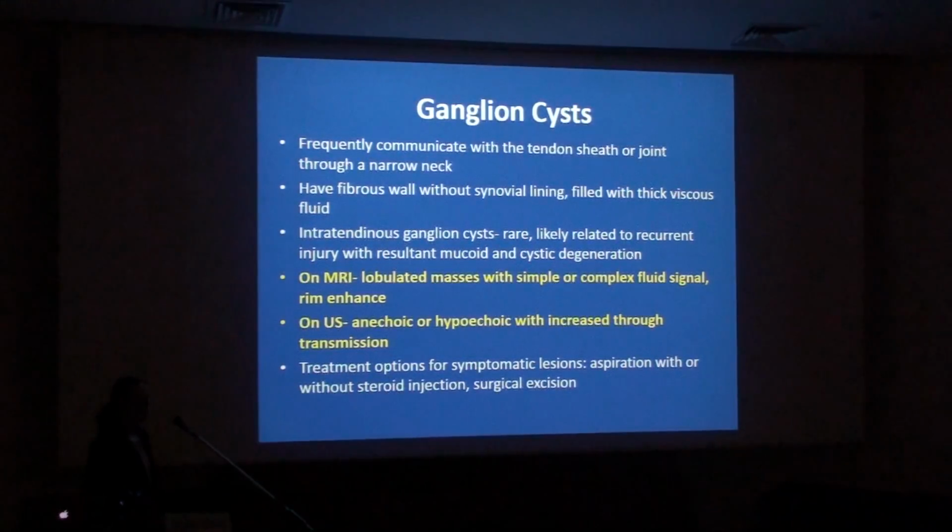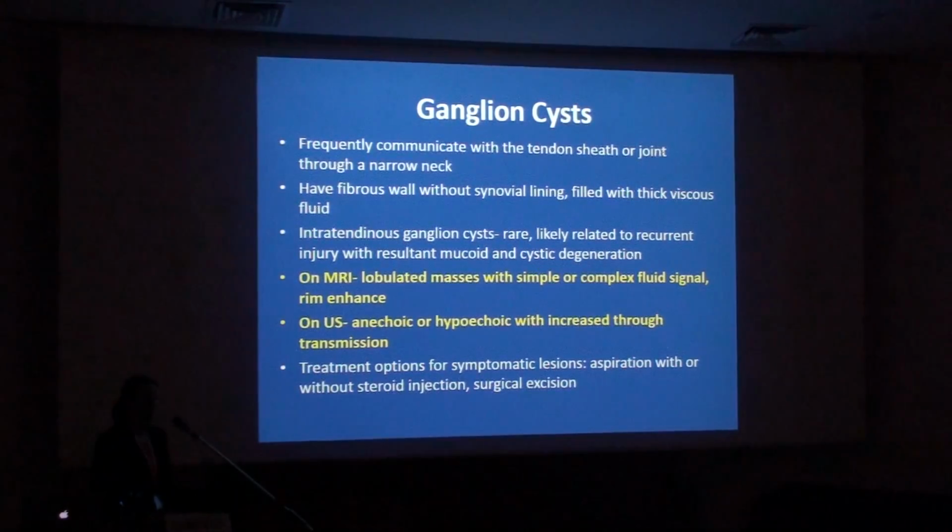And just finally, a few words about the most common mass about the ankle and foot, and that is a ganglion cyst. A ganglion cyst, as you know, has a fibrous wall rather than a synovial lining, and is filled with thick viscous fluid, looks like a hair gel. Intratendinous ganglion cysts are rare, and they are related to recurrent injury with resultant mucoid degeneration and cystic degeneration. While periarticular, paratendinous ganglion cysts usually communicate with the tendon sheath or joint through a narrow neck.